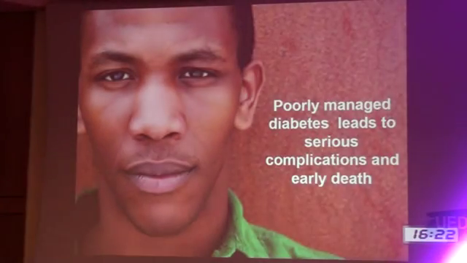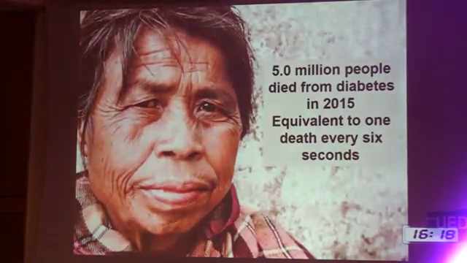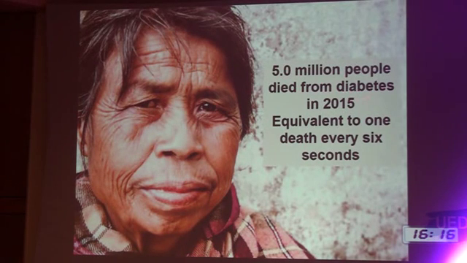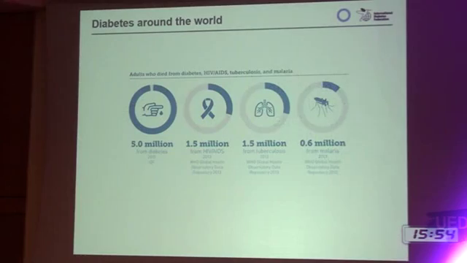Also, poorly managed diabetes leads to serious complications and early deaths. Our data shows that 5 million people died from diabetes in 2015, which is equivalent to 1 death every 6 seconds. And I indicated that in the 2013 edition, our report was one death every 7 seconds, but in 2015 it increased to one death every 6 seconds.